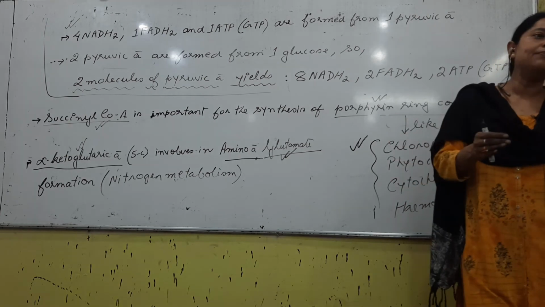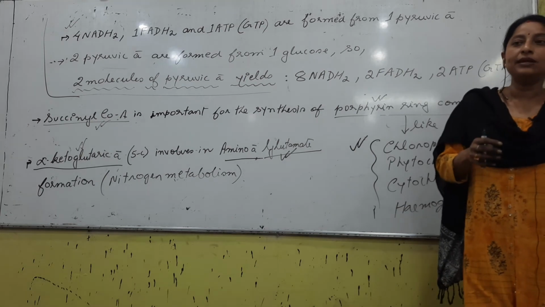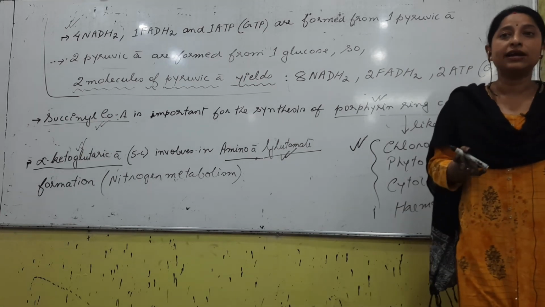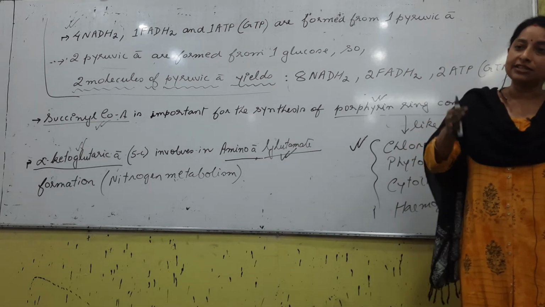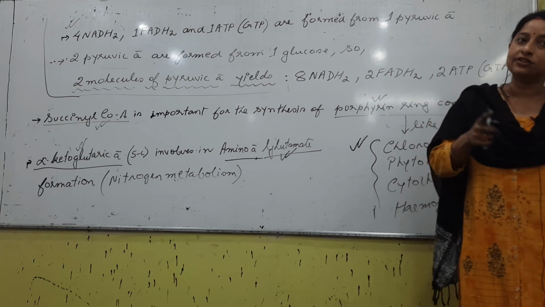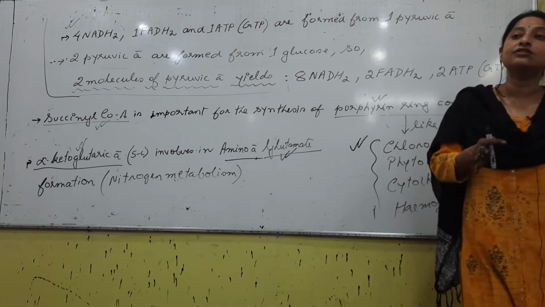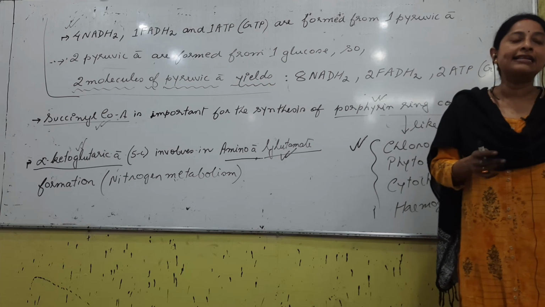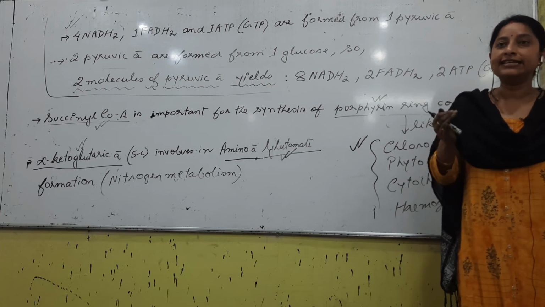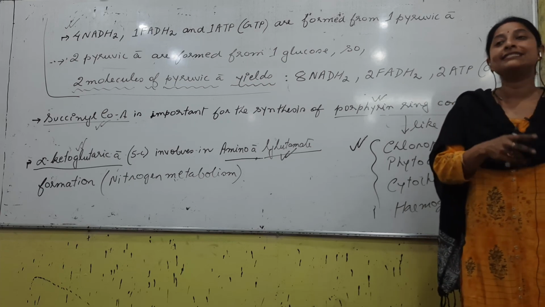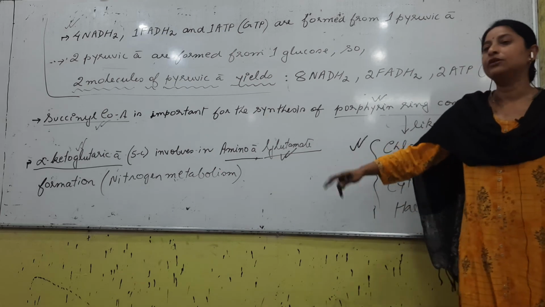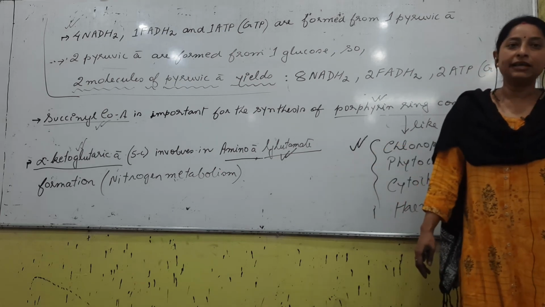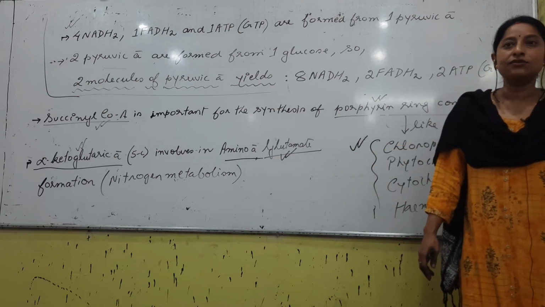NO3 goes inside the plant. Inside the plant, what happens to NO3? NO3 gets converted to NO2, NO2 gets converted to ammonia, ammonia gets converted to amino acid. That means ultimately atmospheric nitrogen is present in which form inside the plant body? In the form of amino acid.